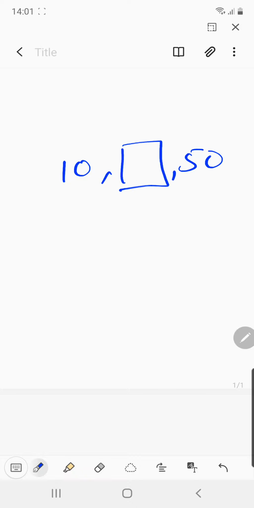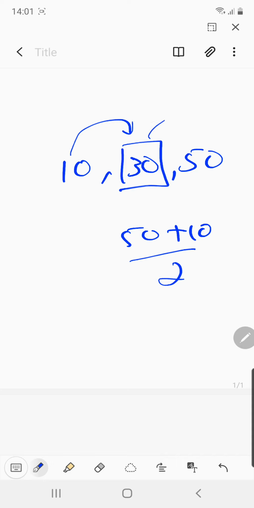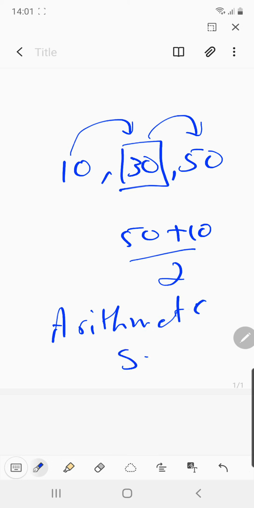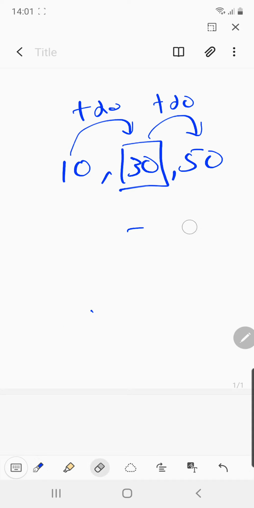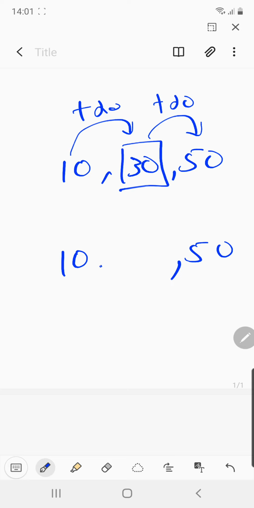So the arithmetic mean between 10 and 50 is 50 plus 10 divided by 2. So these numbers are in an arithmetic sequence, where a constant number, plus 20, plus 20, is added. But that's not what we were focusing on. We were focusing on a number multiplied. So instead of adding, we want to think, what would be the geometric mean between 10 and 50?